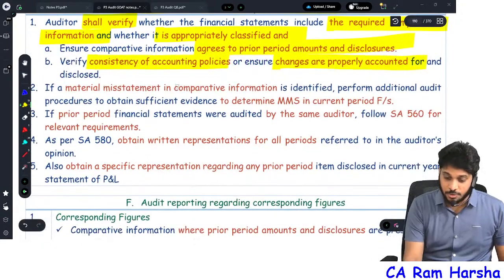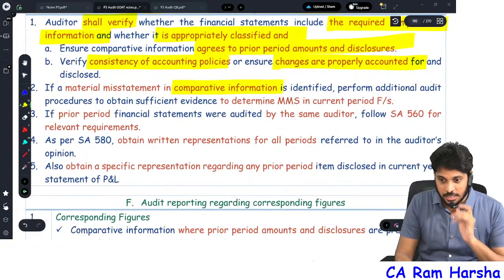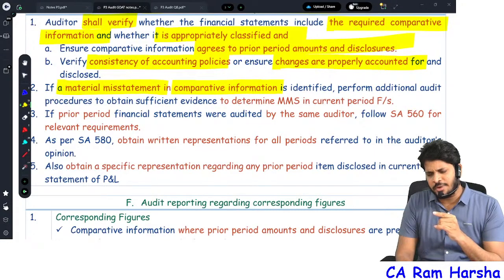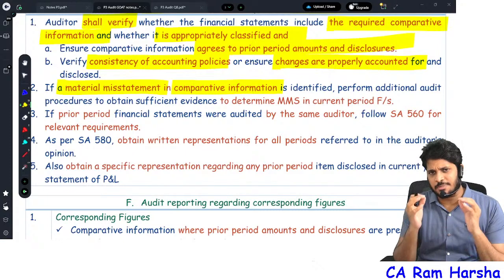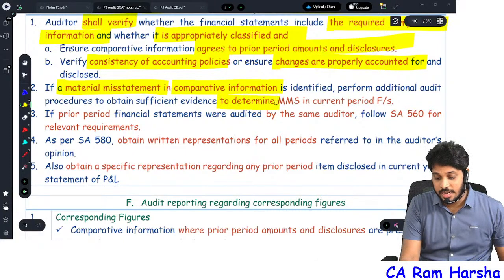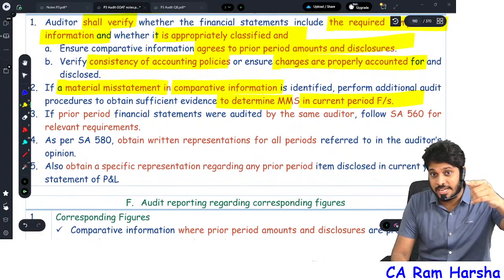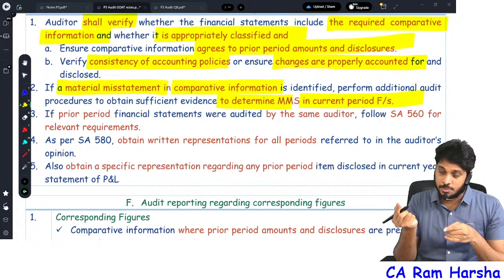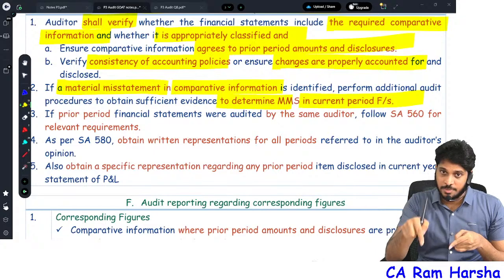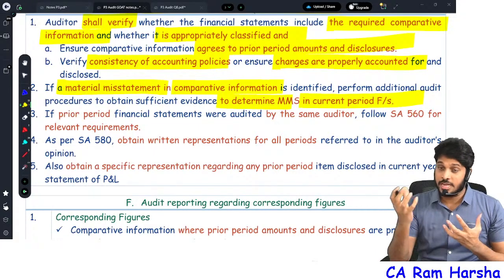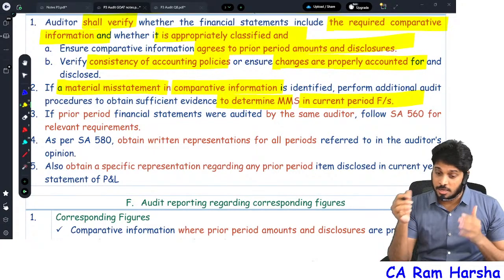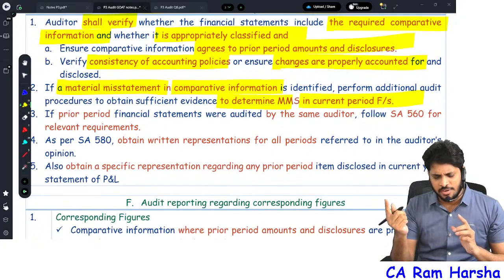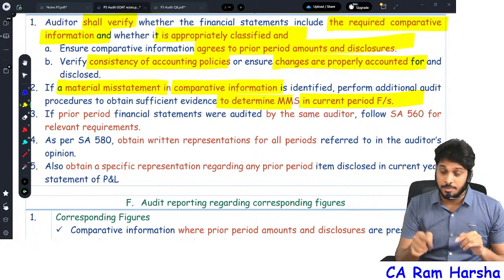Further, suppose the comparative information has a material misstatement. Comparative material misstatement means last year's financial statements contain a material misstatement. Determine whether that results in a material misstatement in the current period. This is generally the opening balance. If it contains a material mistake, it will naturally affect the current period financials, right? But sometimes, in an opening balance, last year it is a material mistake, but in the current year that mistake may not be material. That's why, if last year's comparative information contains a material misstatement, see whether in the current period it is also a material misstatement or not.